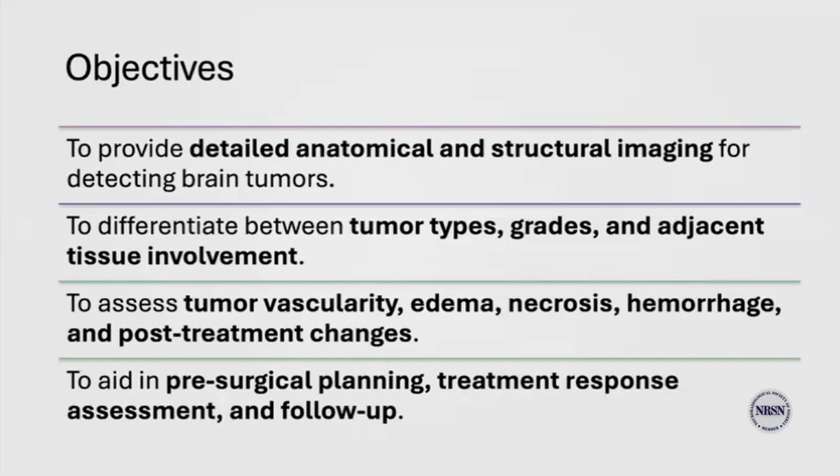We're also checking for things like how much blood is flowing through the tumor, that is its vascularity, whether there is any swelling or edema around it, signs of necrosis or dead tissue, or even bleeding inside or around the tumor. All of this information is crucial, especially before surgery. It helps in planning the approach, tracking how a patient is responding to treatment, and guiding follow-up care.